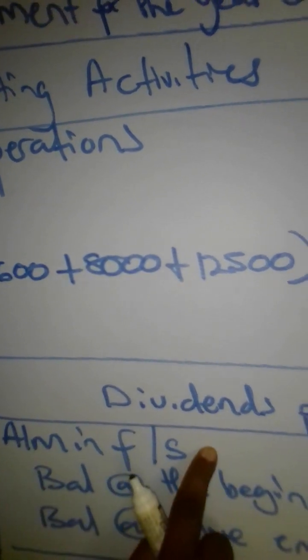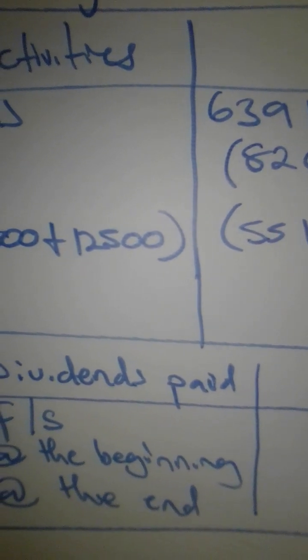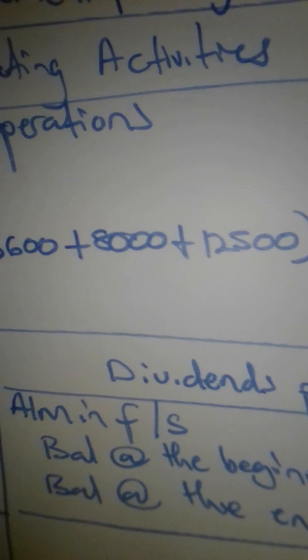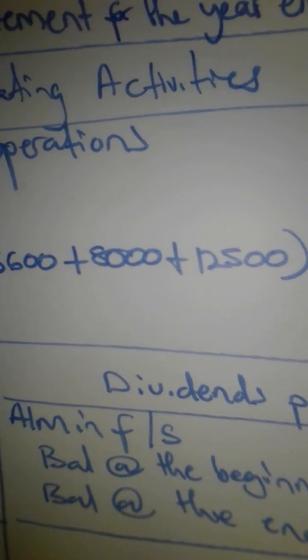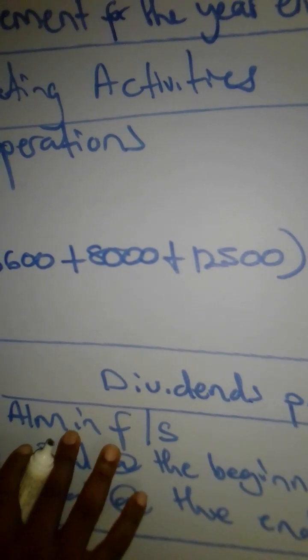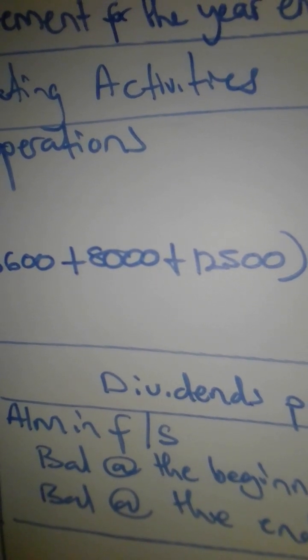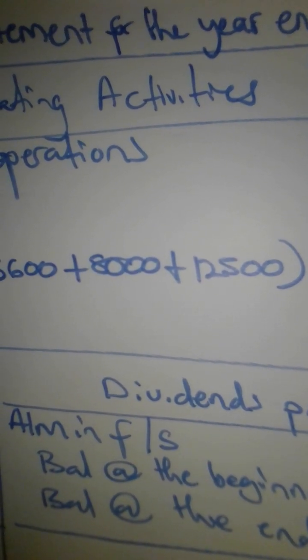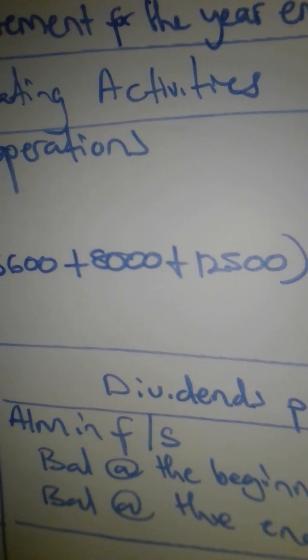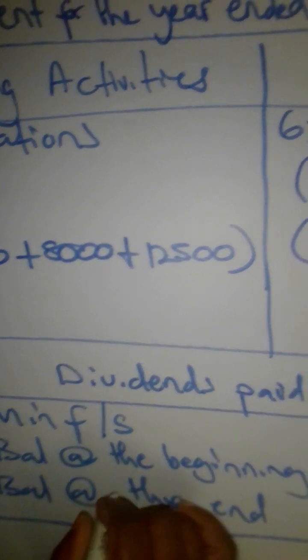There is an amount in the financial statements, and then the balance at the beginning and the balance at the end. What is the amount in the financial statements? Remember, I said in the other question, it is the amount showing the interim dividend and the final dividend for that particular financial year.